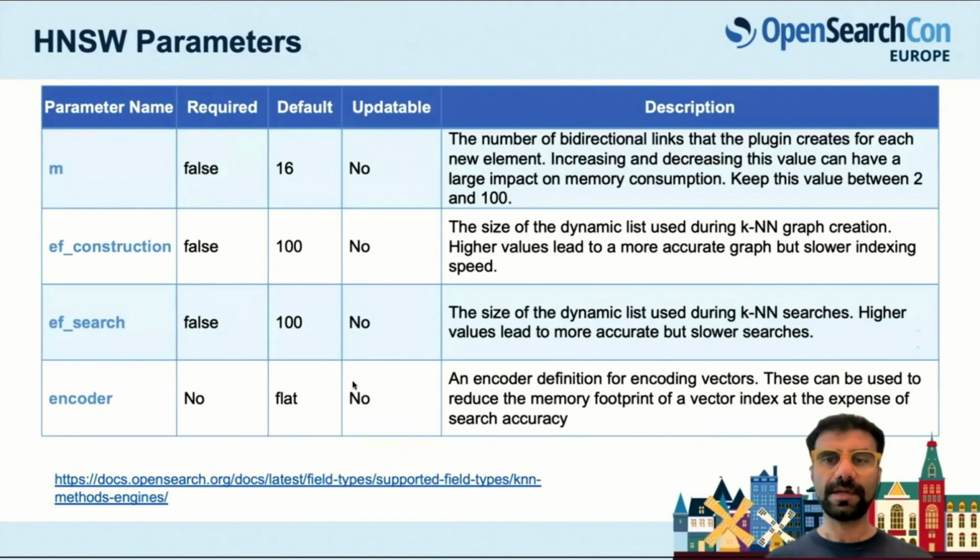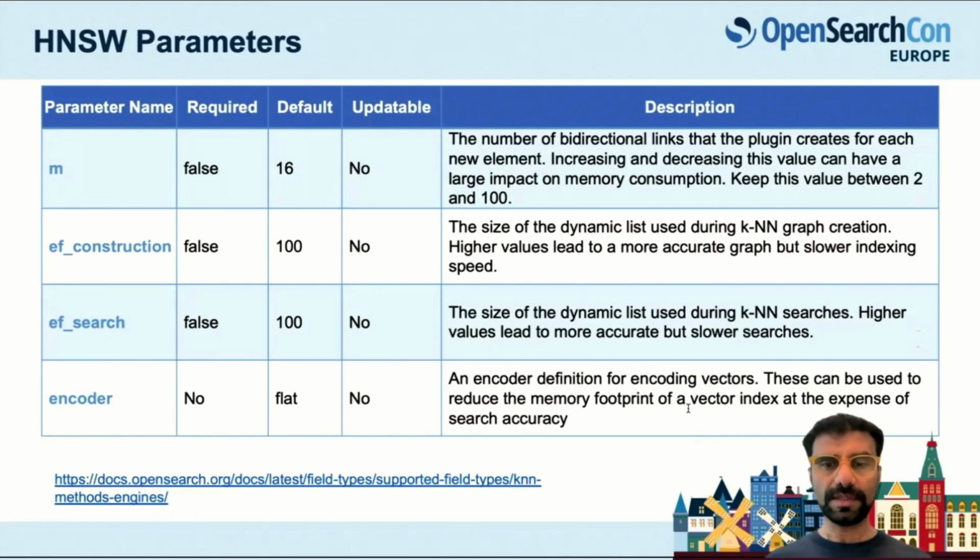EF search is another one. When a node is visited, its neighbors are added to the queue to be visited in the future. Once this queue is empty, the traversal ends. EF search is the size of this queue, and a higher value will increase the search latency, but may provide better search results. EF construction is the queue size for when a node is to be inserted into the graph. Again, a higher value will increase index latency, but may provide better search approximation.